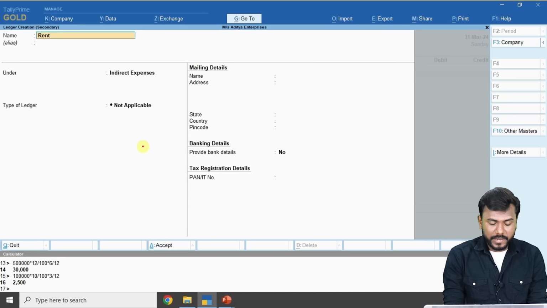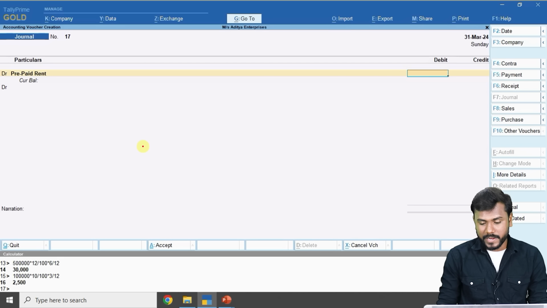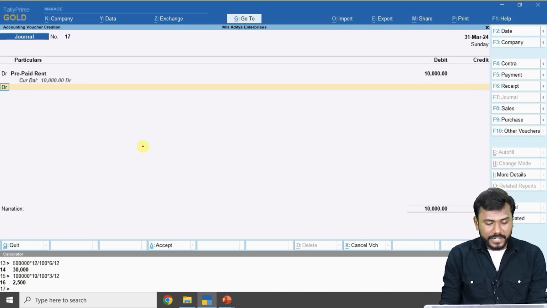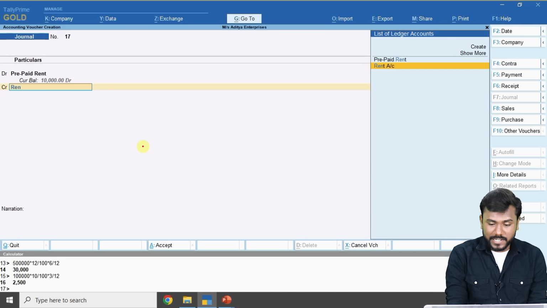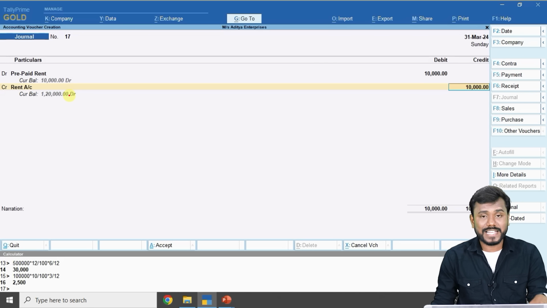Go to create. Here I will write the name as prepaid rent. Prepaid rent is a current asset to the business. How much asset is coming? 10,000. From where are you creating this asset? I am creating the asset by reversing my rent. Rent of 1,30,000 is showing on the debit side, so I credited 10,000. Opposite treatment. So it reduced my rent balance to 1,20,000, and the 10,000 was created as an asset.